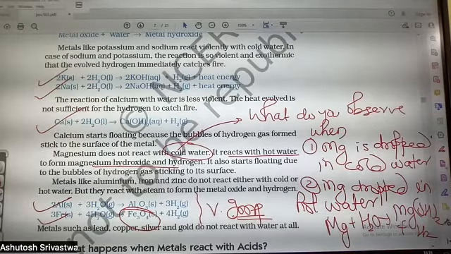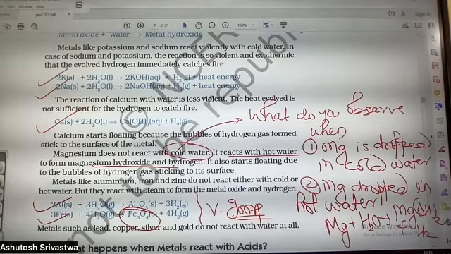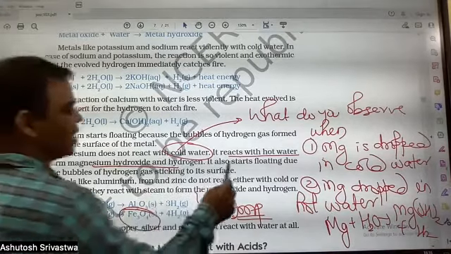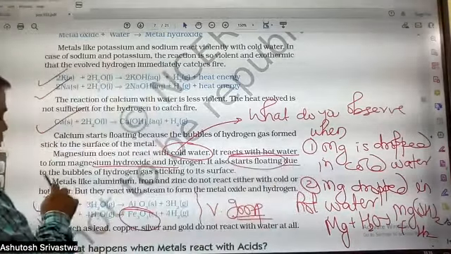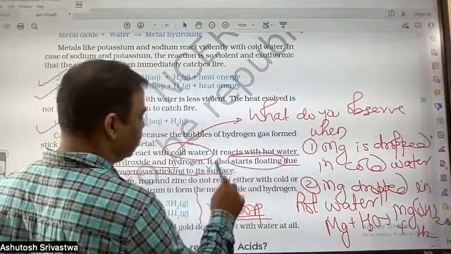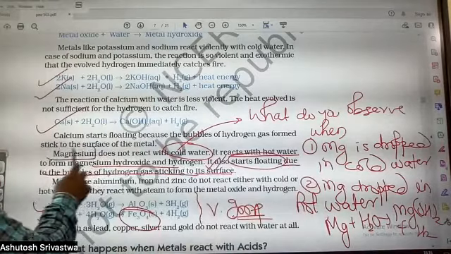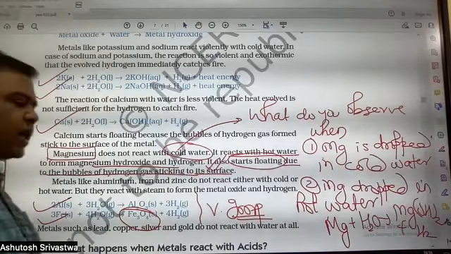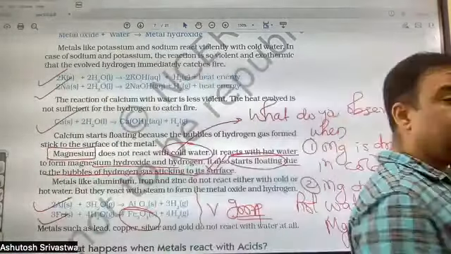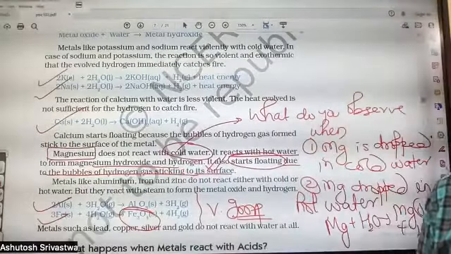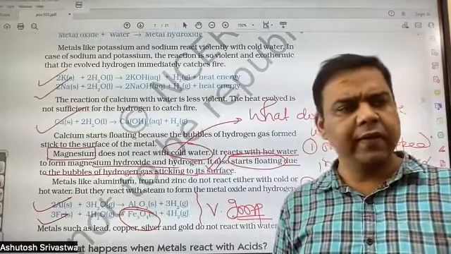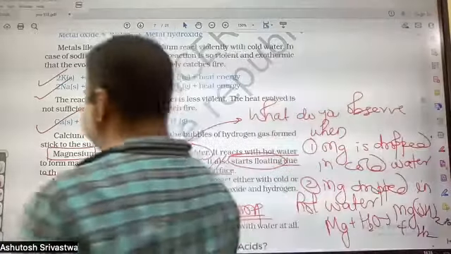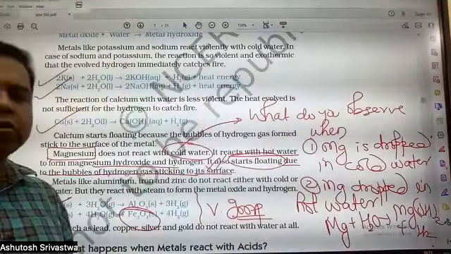So when magnesium is dropped in cold water, there will be no reaction. And it starts floating due to the bubbles of hydrogen gas sticking on the surface. So magnesium is the one which starts floating. Even sodium will start floating, but it catches fire. But in the above example, sodium was not there. See, was magnesium there? Oh, it was there. So we'll write magnesium. So our answer was magnesium. Sodium will also float, but catches fire, so we're not able to say it.